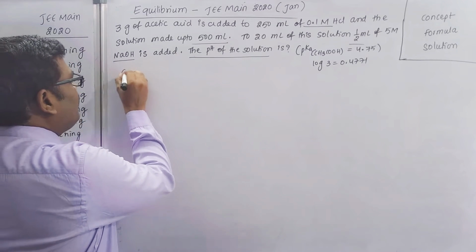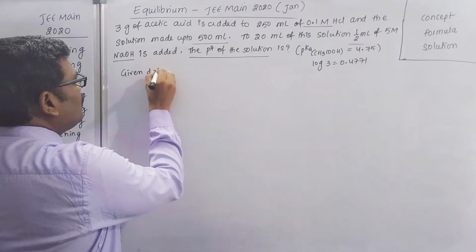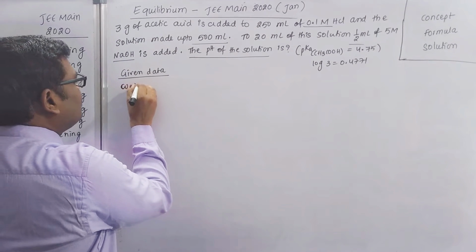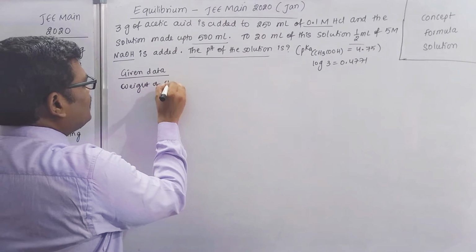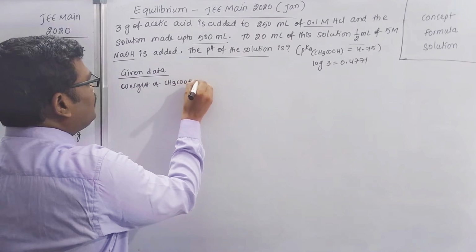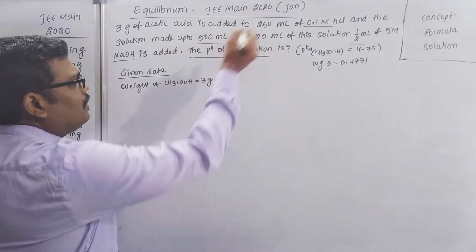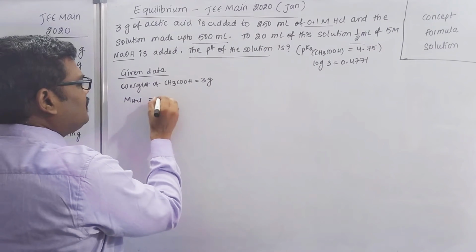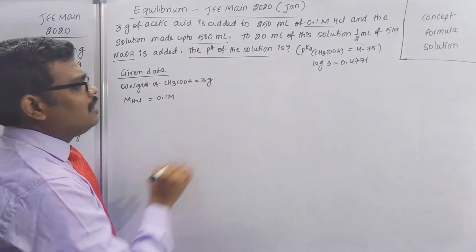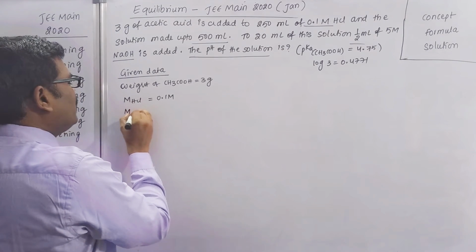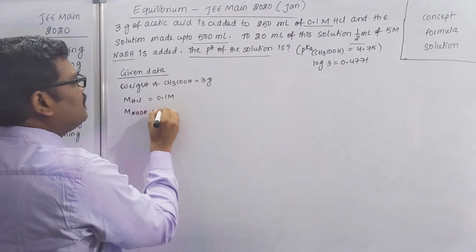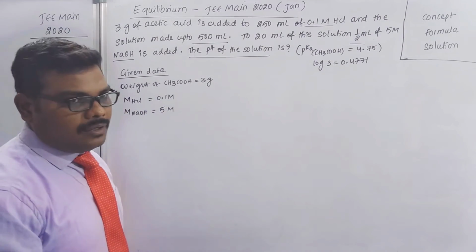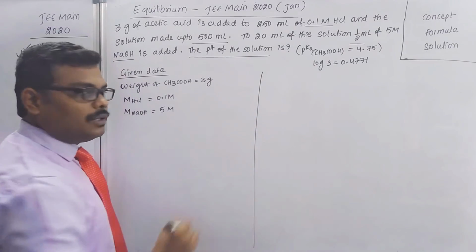See, first I am going to write the given data. Your given data: weight of CH3COOH is 3 grams. Next, molarity of HCl solution is 0.1 molar and molarity of NaOH solution is 5. So molarity of NaOH is 5, molarity of HCl is 0.1. Then we see how to solve this problem.